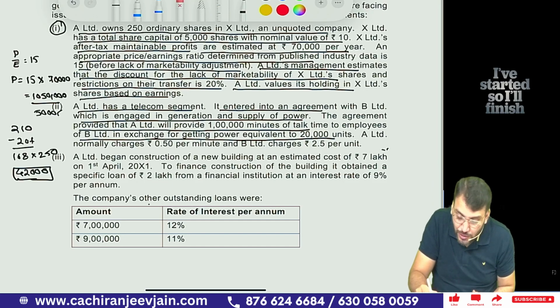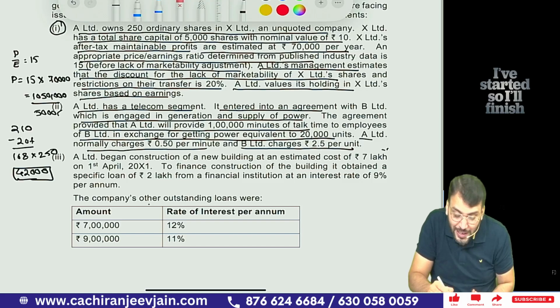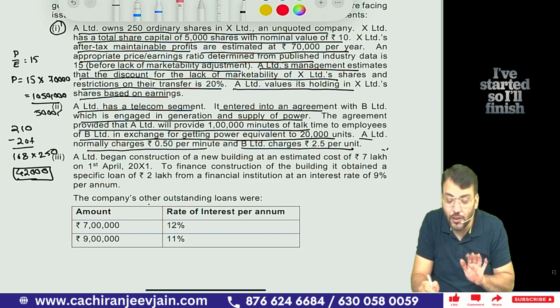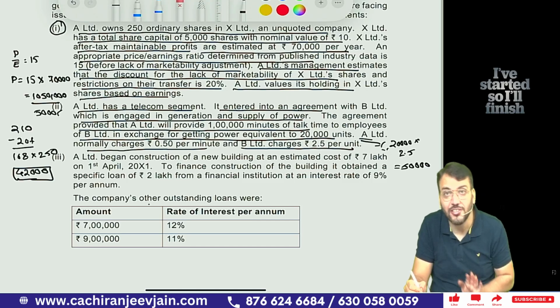So in this case, you can see A Limited normally charges 0.50 per minute and B Limited charges 2.5 per unit. So we need to find out the fair value of non-cash consideration received. The non-cash consideration received is the power equivalent to 20,000 units. What is the fair value? Fair value becomes 20,000 into what? 2.5, that is equal to 50,000. The fair value of non-cash consideration received will be 50,000.